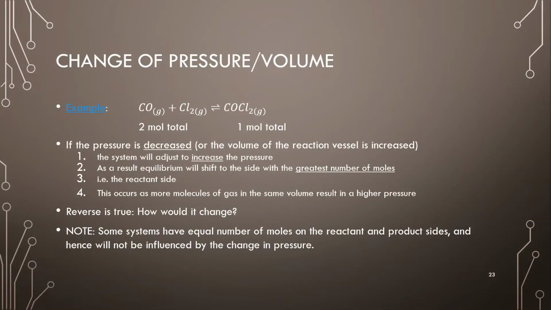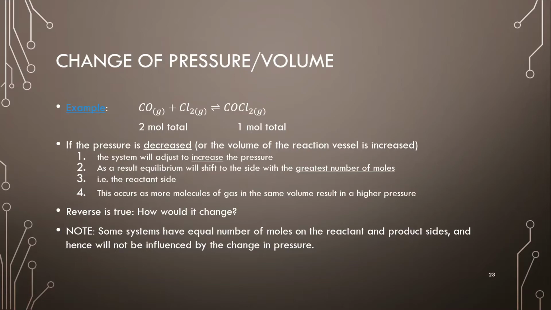Reverse is also true. So how does it change? If you increase the pressure, the system wants to decrease the pressure. Therefore, the equilibrium will shift to the side with the lower number of moles. In this case, it's the product side. So that's what will happen. Please note, some systems have an equal number of moles on the reactant and product side, and hence they will not be influenced by the change in pressure.